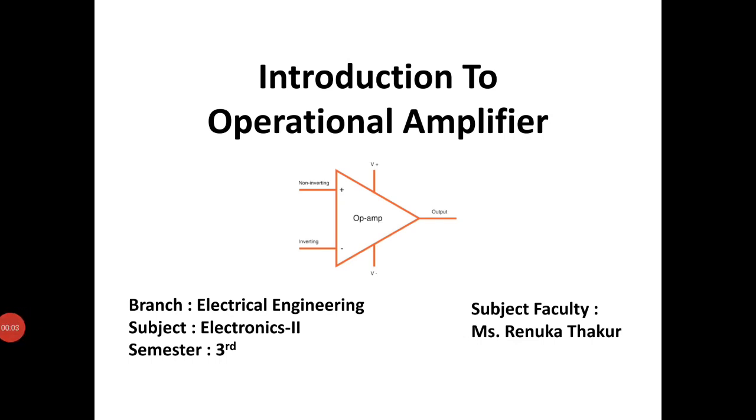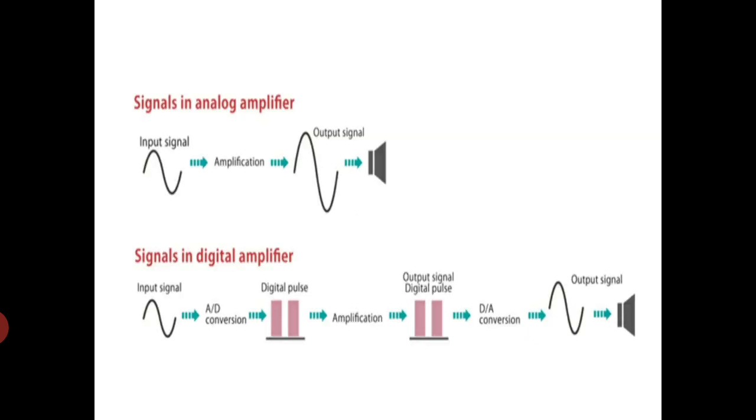Today's topic is operational amplifier. In this lecture, we will discuss the basics of operational amplifier. As the name suggests, operational amplifier is an amplifier. This amplifier has a very high gain. If it is an amplifier, it will amplify the signal as a normal amplifier does.